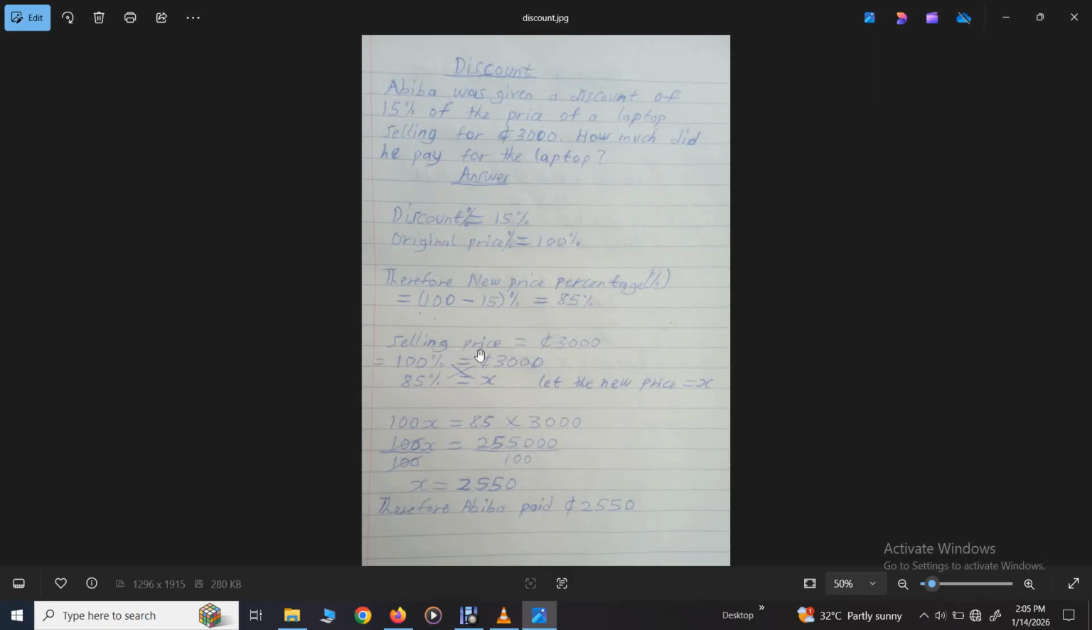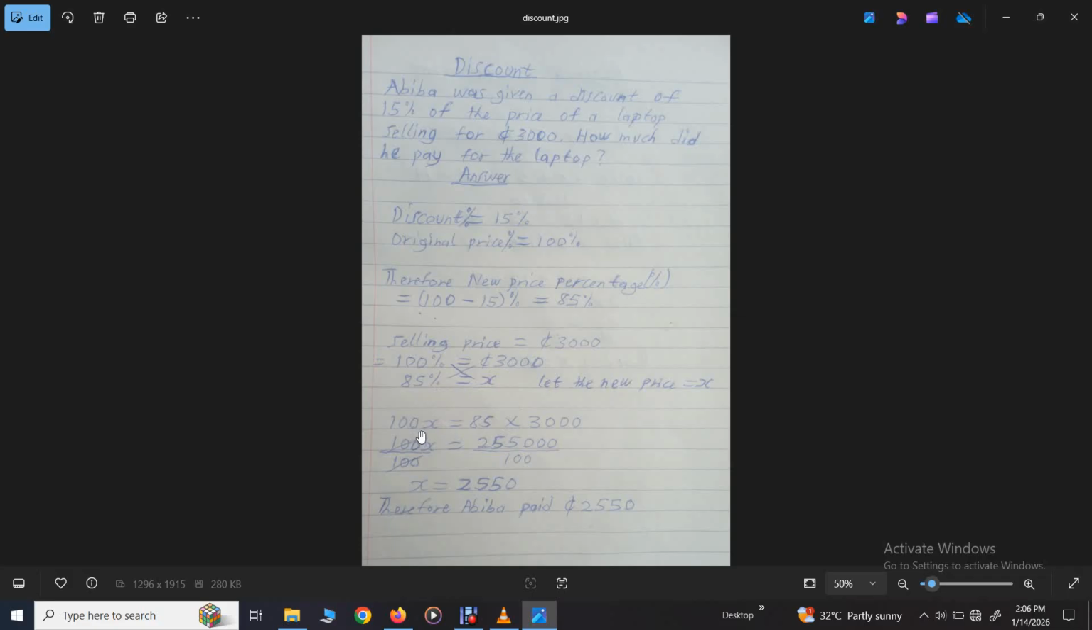Now, selling price is equal to 3,000. Now, if 100% is equal to 3,000 cedis, then 85% will be equal to what? So let the new price equal to x. So therefore, you cross multiply. 100 times x is equal to 85 times 3,000.